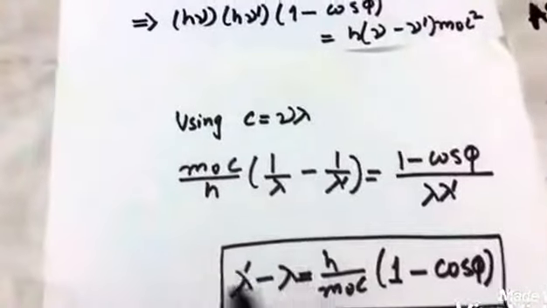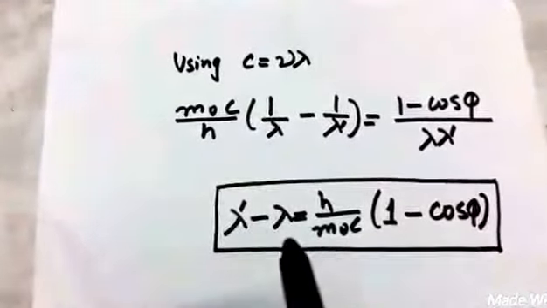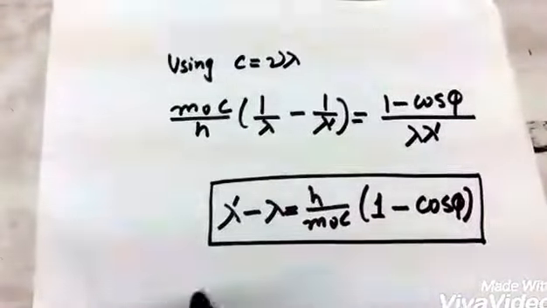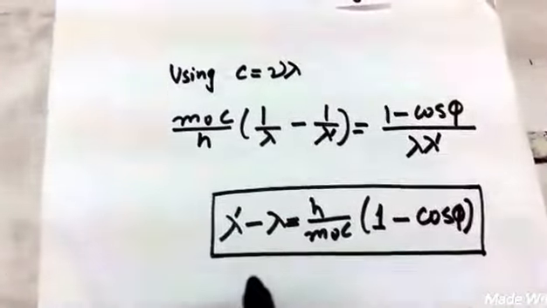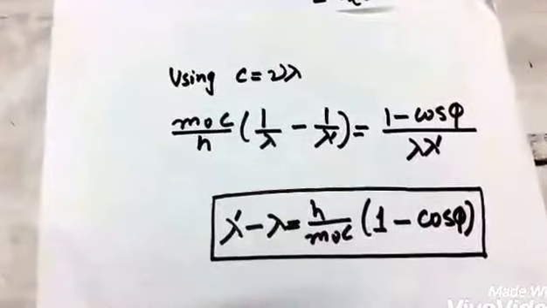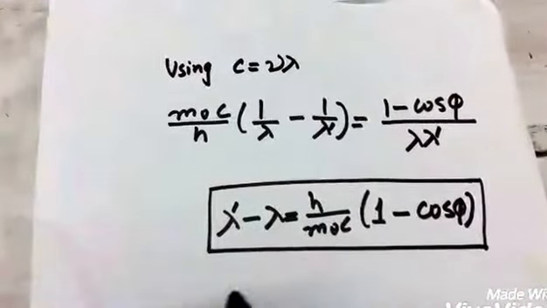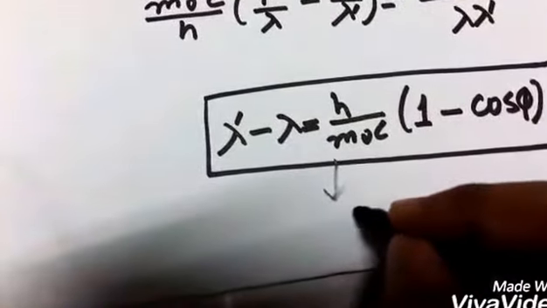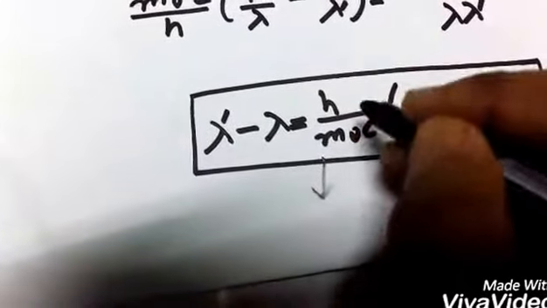Now using the velocity of light equals frequency multiplied by wavelength, that is nu equals c by lambda, we get the final equation of the Compton effect, that is the change in wavelength of the scattered and non-scattered photons is equal to this, where this quantity is known as the Compton wavelength. The whole quantity h by m naught c is known as the Compton wavelength.